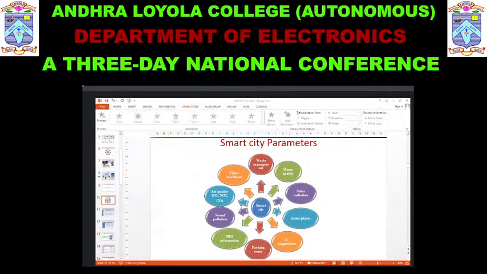Now here I am taking one small case study of a smart city. We are working on the design of IoT systems for smart city applications. These are the major parameters we consider. Our IoT system can monitor waste management, water quality, and solar radiation.